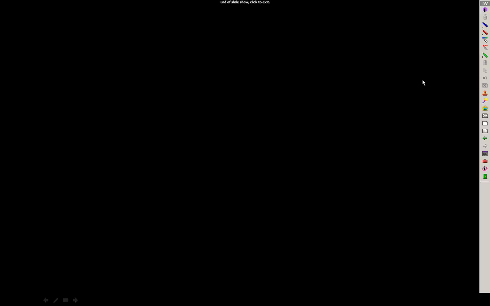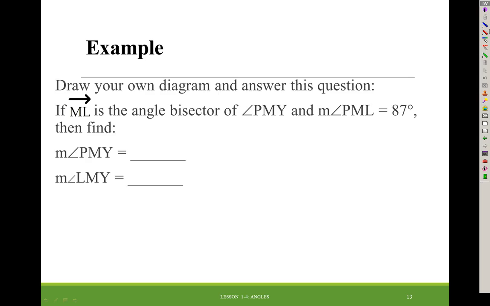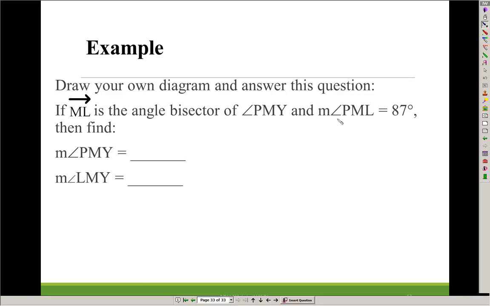Well, the best thing to do here is to draw it. So let's draw it. I know that I have an angle PML that measures 87 degrees, which is almost a right angle. So let's see, almost a right angle. That will be LMP right there. Put some arrows there. And I know that's 87 degrees. I'm probably going to have to move this M down this way.